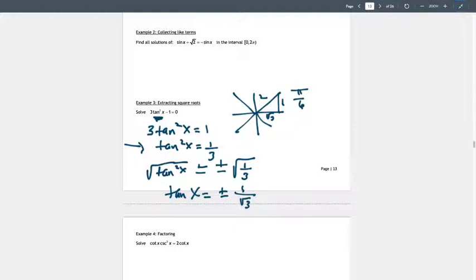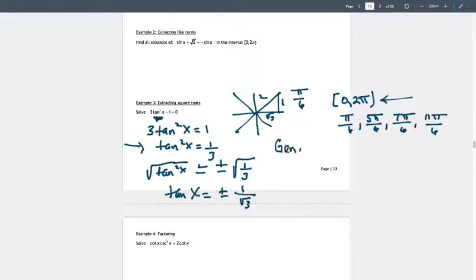So if I had just said from 0 to 2 pi, then your answers would have been pi over 6. And then in the second quadrant, it's 5 pi over 6. In the third quadrant, it's 7 pi over 6. And then in the fourth quadrant, it's 11 pi over 6. So that would be your answers if we had put 0 to 2 pi. I didn't put that on in this case. So when we don't put 0 to 2 pi, what we're finding is the general solution.